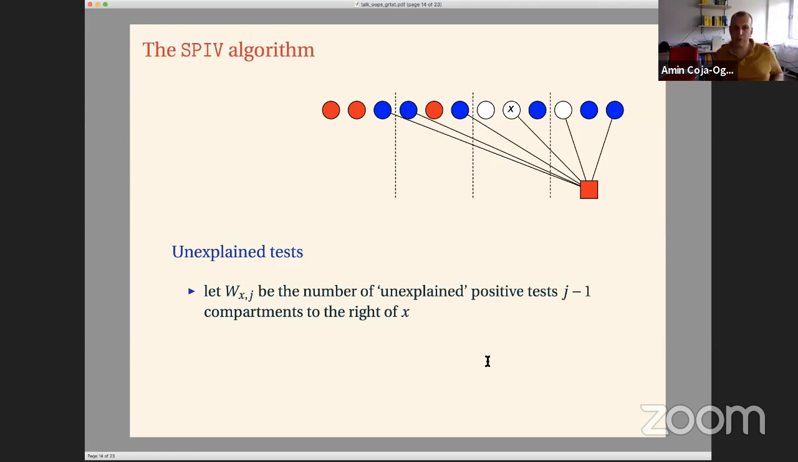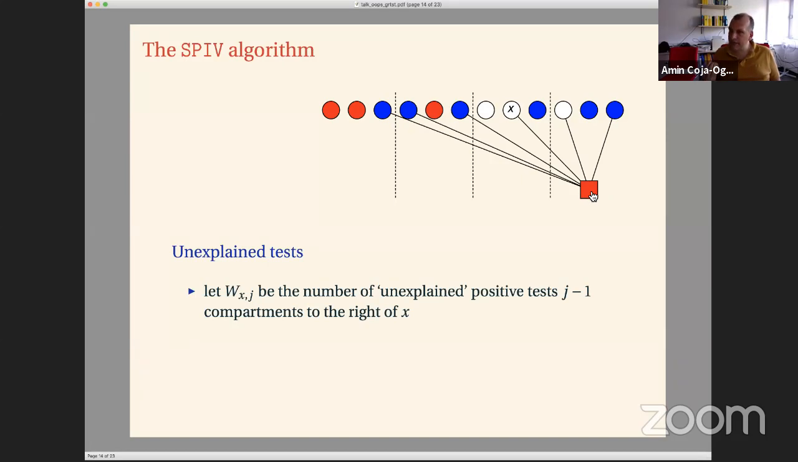The idea is to look at the number of as yet unexplained positive tests that are to the right of individual X, either in the same compartment as X or otherwise to the right of X. So why does that make sense? Well, what do I mean by an unexplained positive test in the first place? I mean a test like this. This test here reports a positive result. So one individual in this test must be infected.